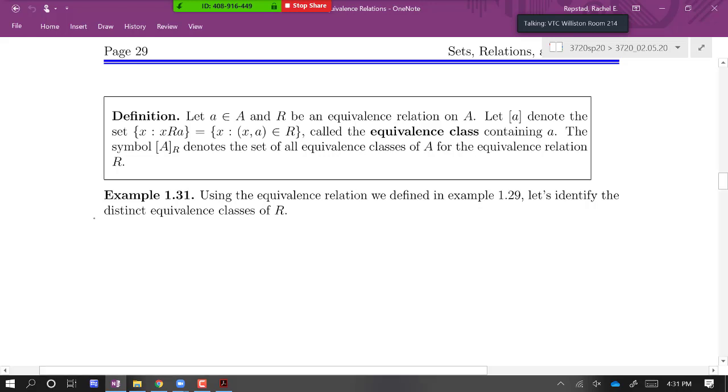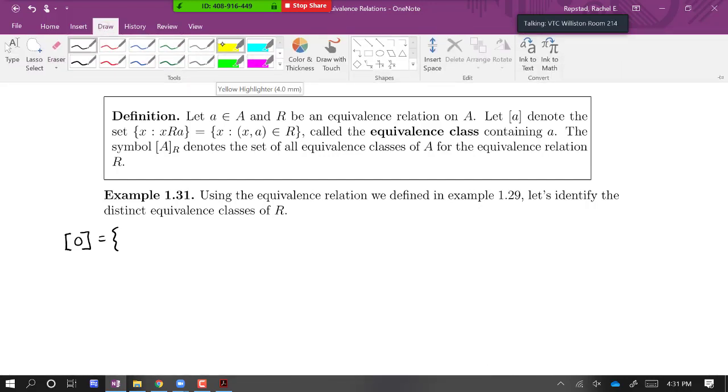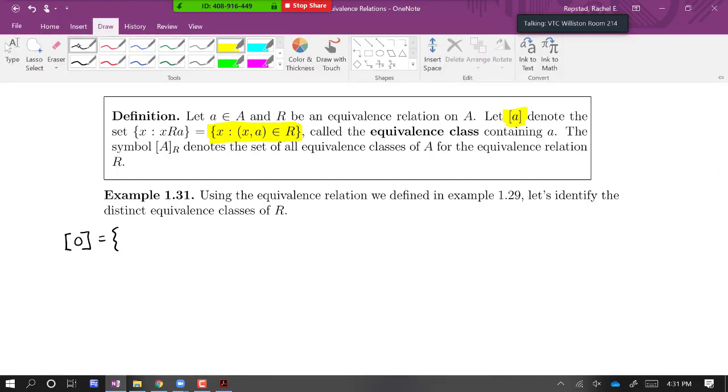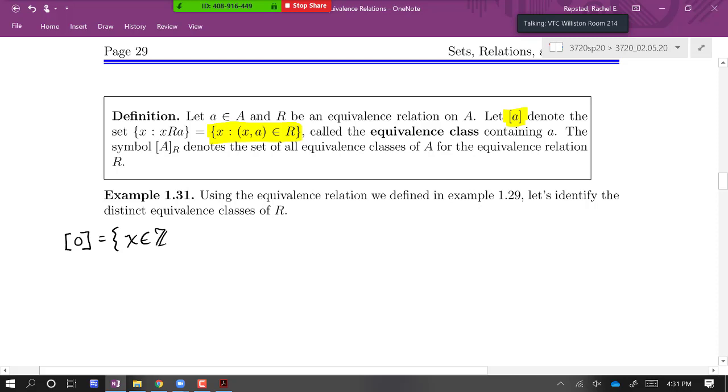So let's identify some equivalence classes. Let's start with 0. Here's how this is defined. The equivalence class of A is the set of all x that are related to A under this relation. So this will be the set of all x in the integers, because our set is the integers here, such that x is related to 0. And this relation says x is related to 0 if x minus 0 is a multiple of 5. So if x minus 0 is a multiple of 5, that means x is a multiple of 5. All the things that are related to 0 will be multiples of 5. So there are infinitely many of them, right?